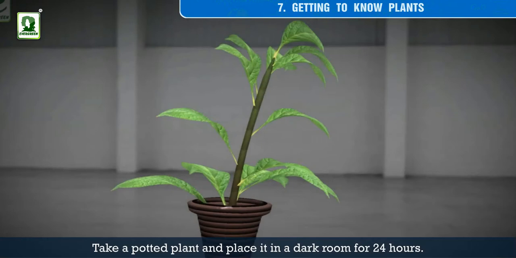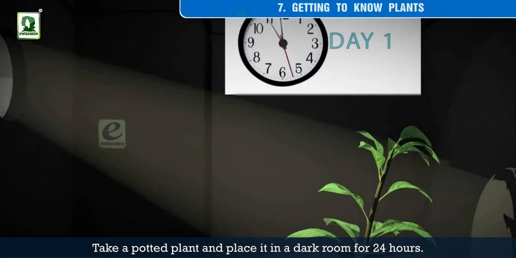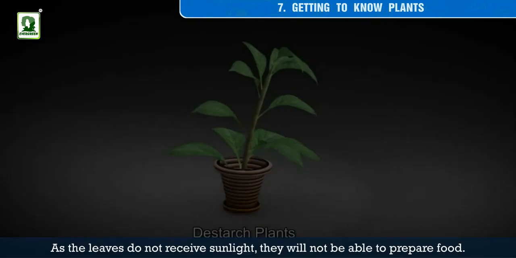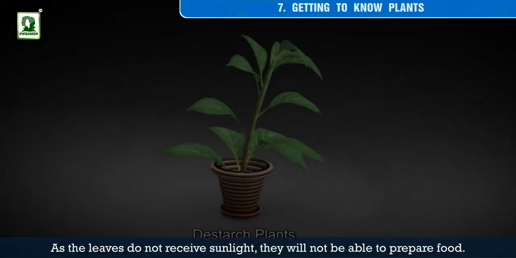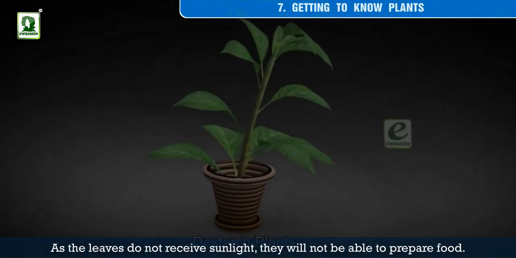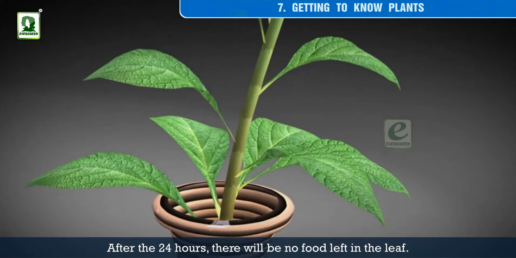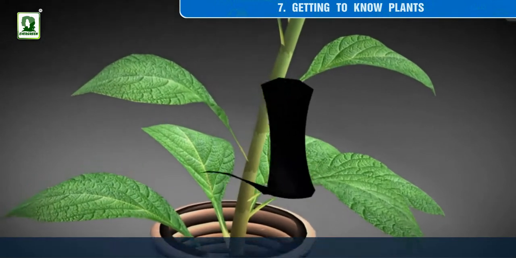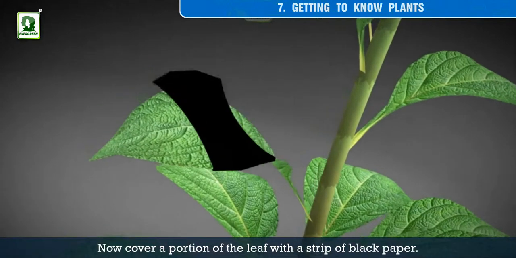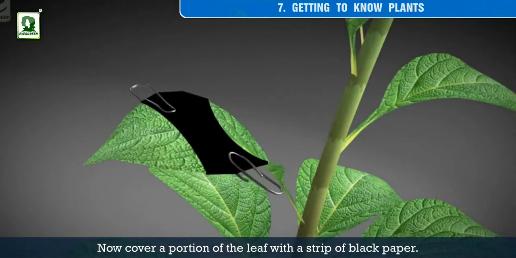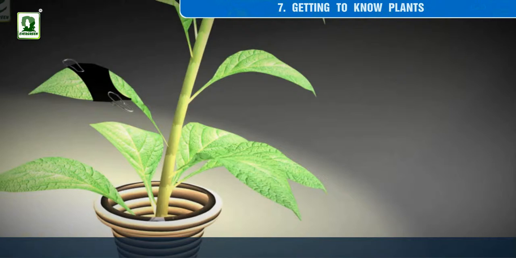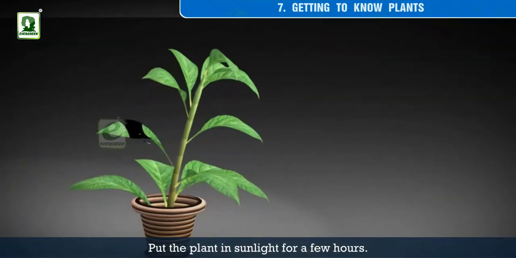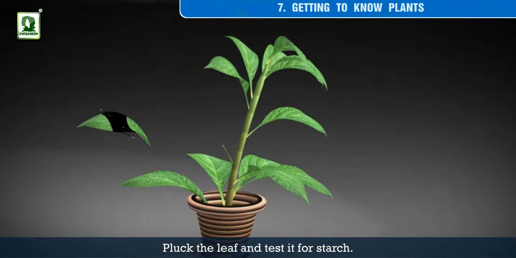Take a potted plant and place it in a dark room for 24 hours. As the leaves do not receive sunlight, they will not be able to prepare food. After the 24 hours, there will be no food left in the leaf. Now cover a portion of the leaf with a strip of black paper. Put the plant in sunlight for a few hours. Pluck the leaf and test it for starch.